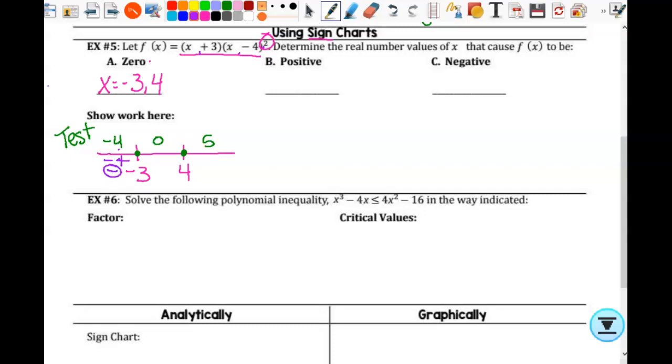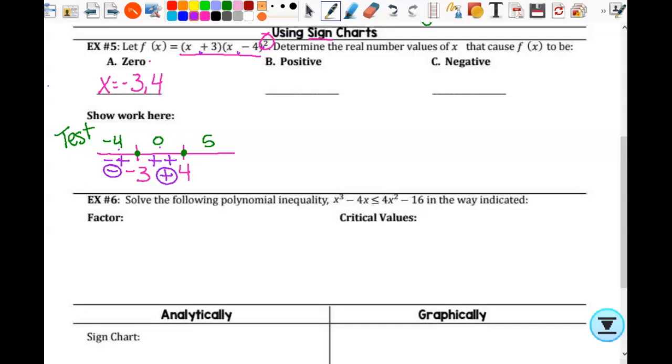Okay? So then I'm going to substitute in 0. When I substitute 0 in here, that first set of parentheses gives me a positive number. I substitute 0 in here, and then I square it, so that's going to be positive no matter what. And then positive times positive is positive overall.